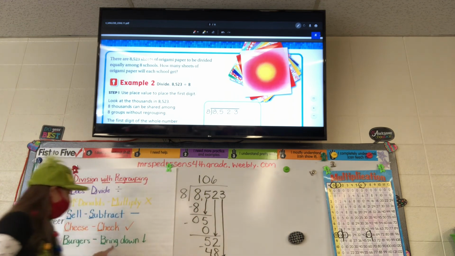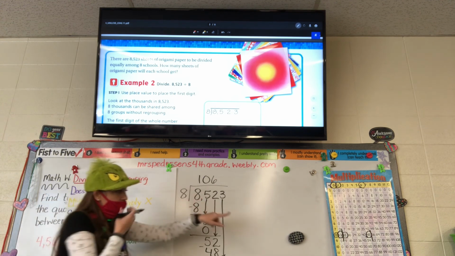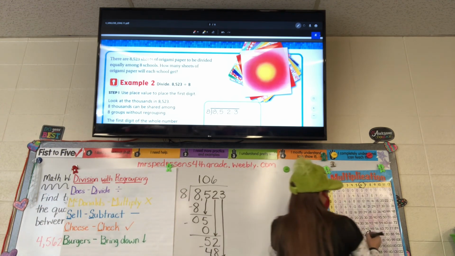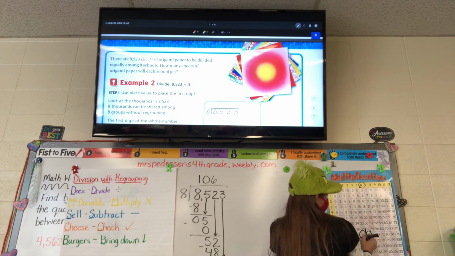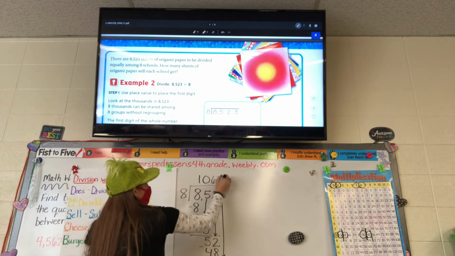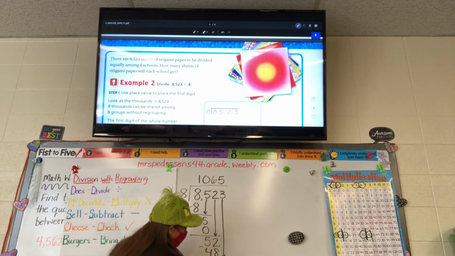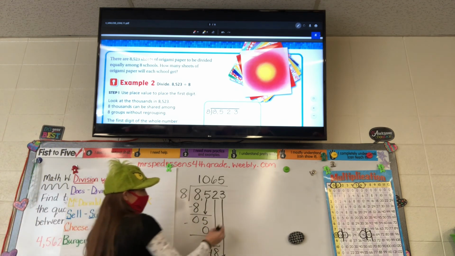After we bring down, we start over again with divide. We're dividing 43 by 8. Head to the 8 row, look for 43. It would be between 40 and 48. Look to the left, circle, go up, circle. What goes on top? 5. What goes underneath? 40. 43 minus 40 equals 3. Is 3 less than 8? Yes. There is nothing left to bring down.